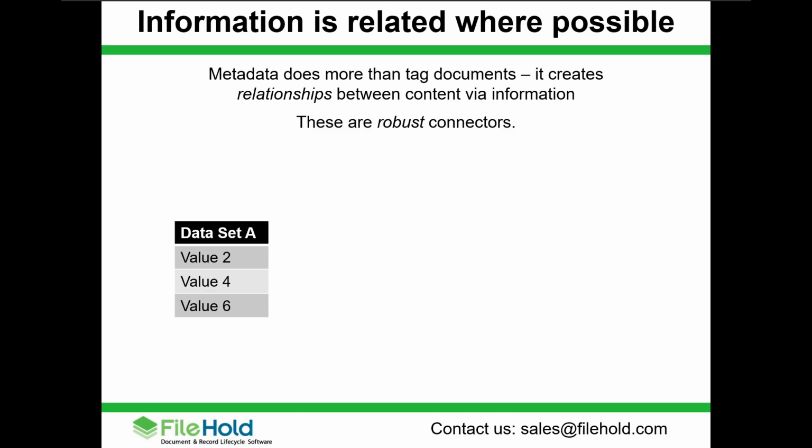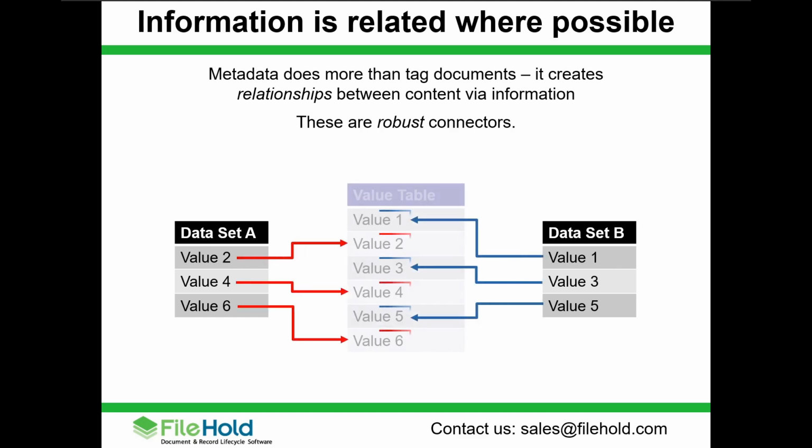Let's say I have a document, and when I add that document into a structured environment such as FileHold, I'm going to tag that document's information, and that's going to create a data set that is available for that relational database. So here I've got data set A, which is value 2, value 4, and value 6, and then I create data set B, which is value 1, value 3, and value 5. That information is put together to create a value table, and that value table then becomes a reference point of information. In this case, my two data sets are not related with information, although they share a table worth of values because they're pushing information between them.